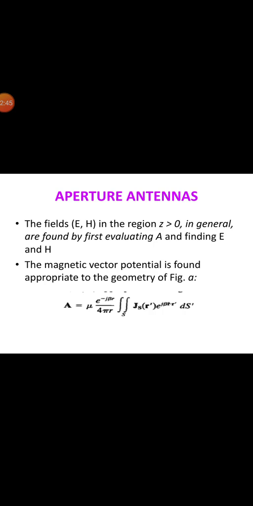The fields E and H in the region z greater than 0 are in general found by first evaluating A and then finding E and H. The magnetic vector potential is found appropriate to the geometry. So A is equal to mu e^(-jβr)/(4πr) double integral over S of Js(r') e^(jβr') ds'. The electric vector potential F associated with the magnetic current density is then given as F equals epsilon e^(-jβr)/(4πr) double integral over S of Ms(r') e^(jβr') ds'.